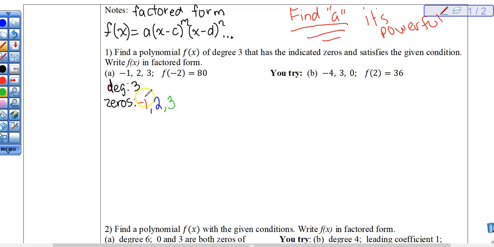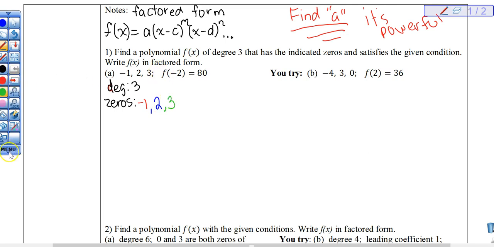Now, since there's 3 zeros and it's a degree of 3, do any of my zeros have multiplicity? No, they don't. So there's no multiplicity on those. They're all to the first power. So that means my graph's not going to flatten out anywhere if I were to graph it.